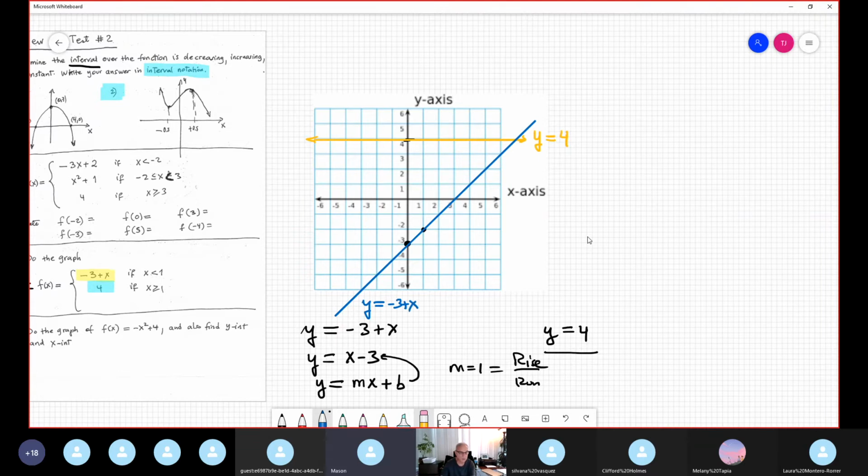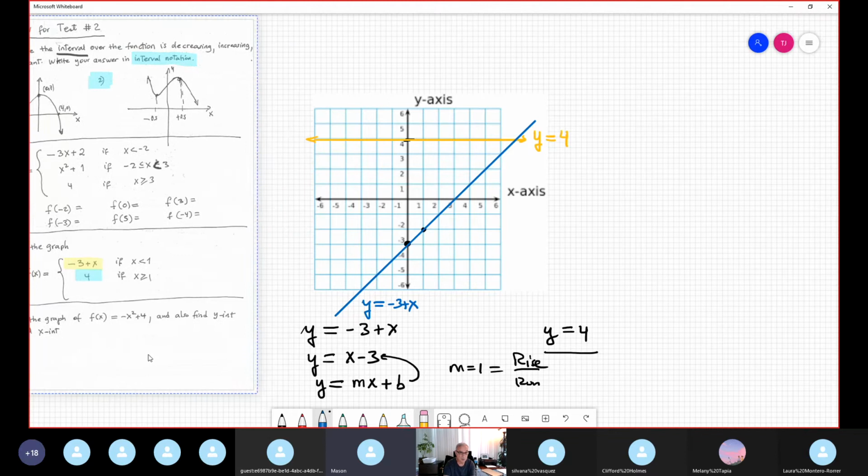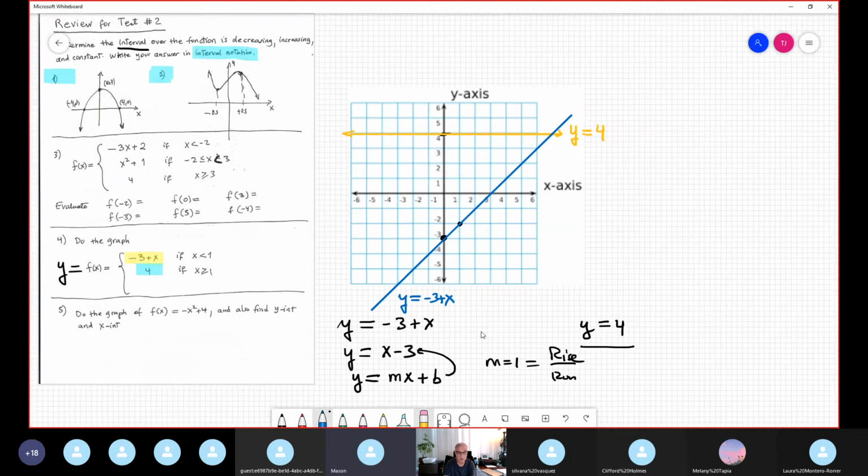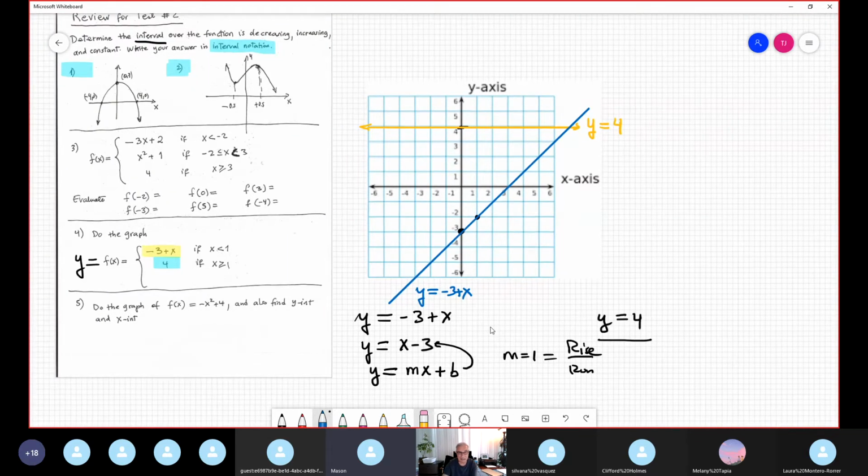The first piece of my piecewise function. At least I am doing this graph and this graph completely independent, separately. Now I want to connect them.